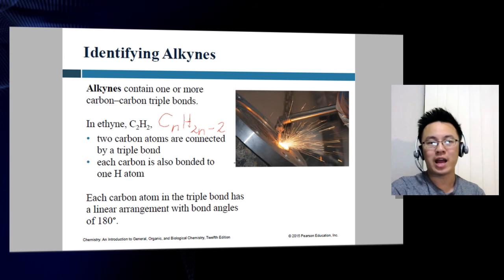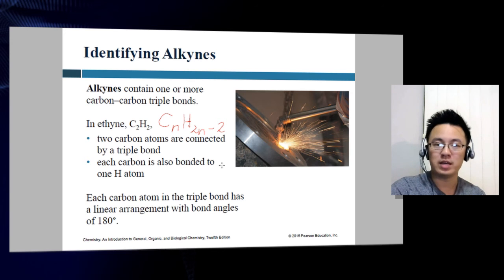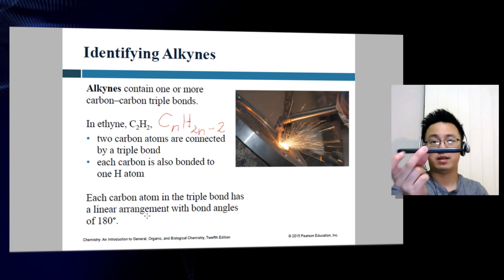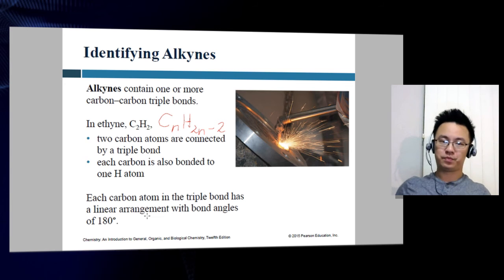The 2 carbon atoms here are connected by a triple bond, and each carbon is also bonded to 1 hydrogen atom in ethyne. Each carbon atom in the triple bond has a linear arrangement with bond angles of 180 degrees. So completely like this, like my pen. So just keep that in mind. Just like in ethene, it's completely flat. Same thing with ethyne. It's also completely flat. It's just like a pen.